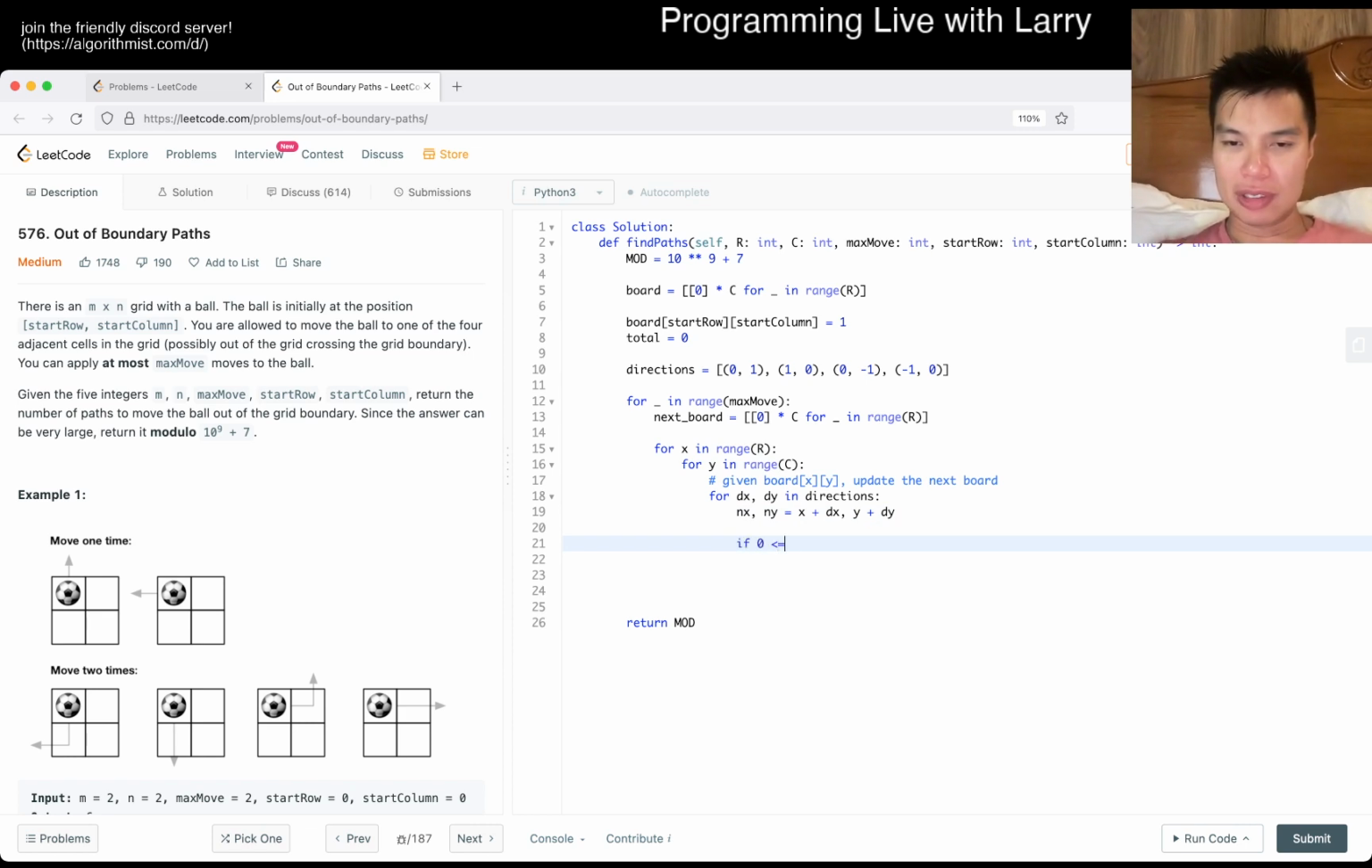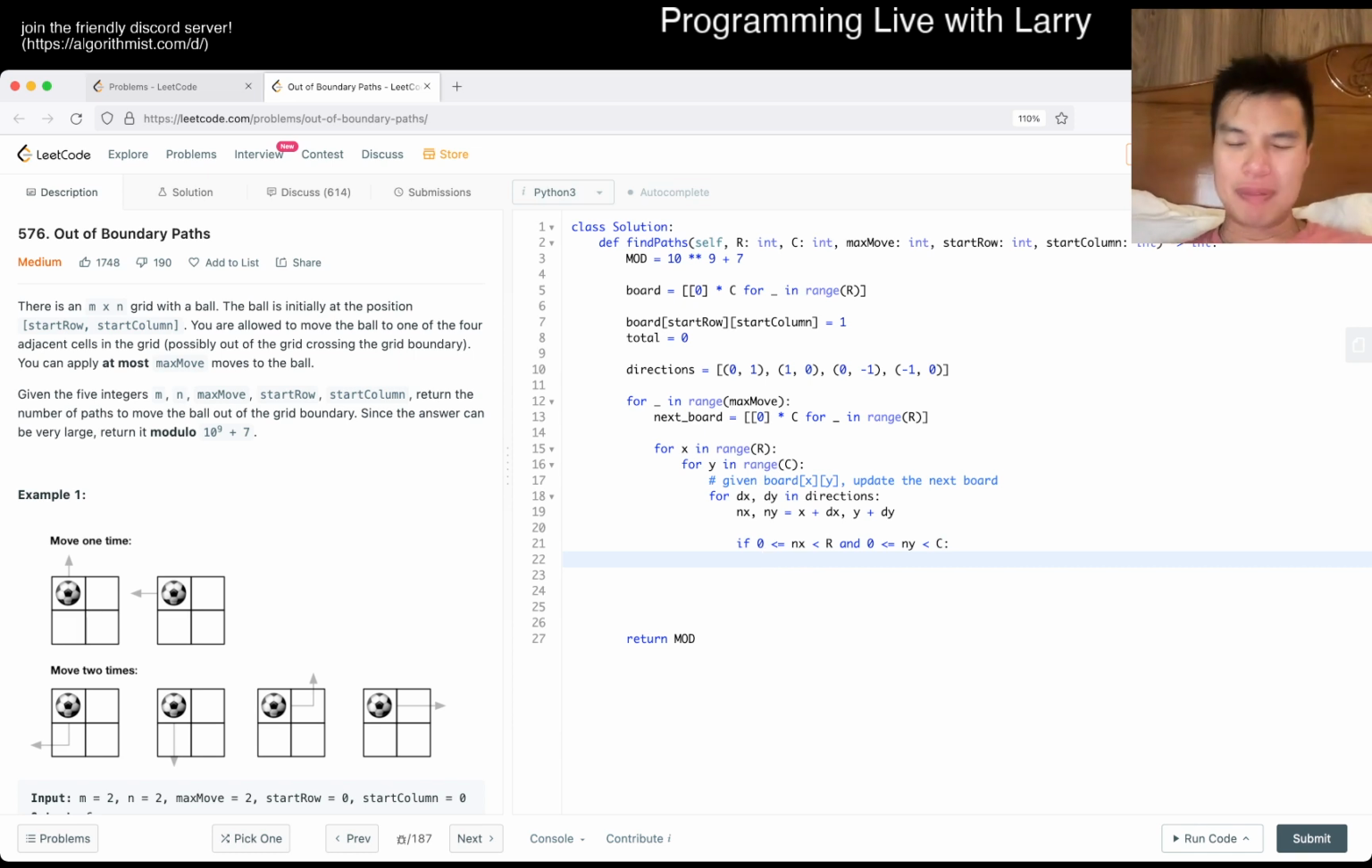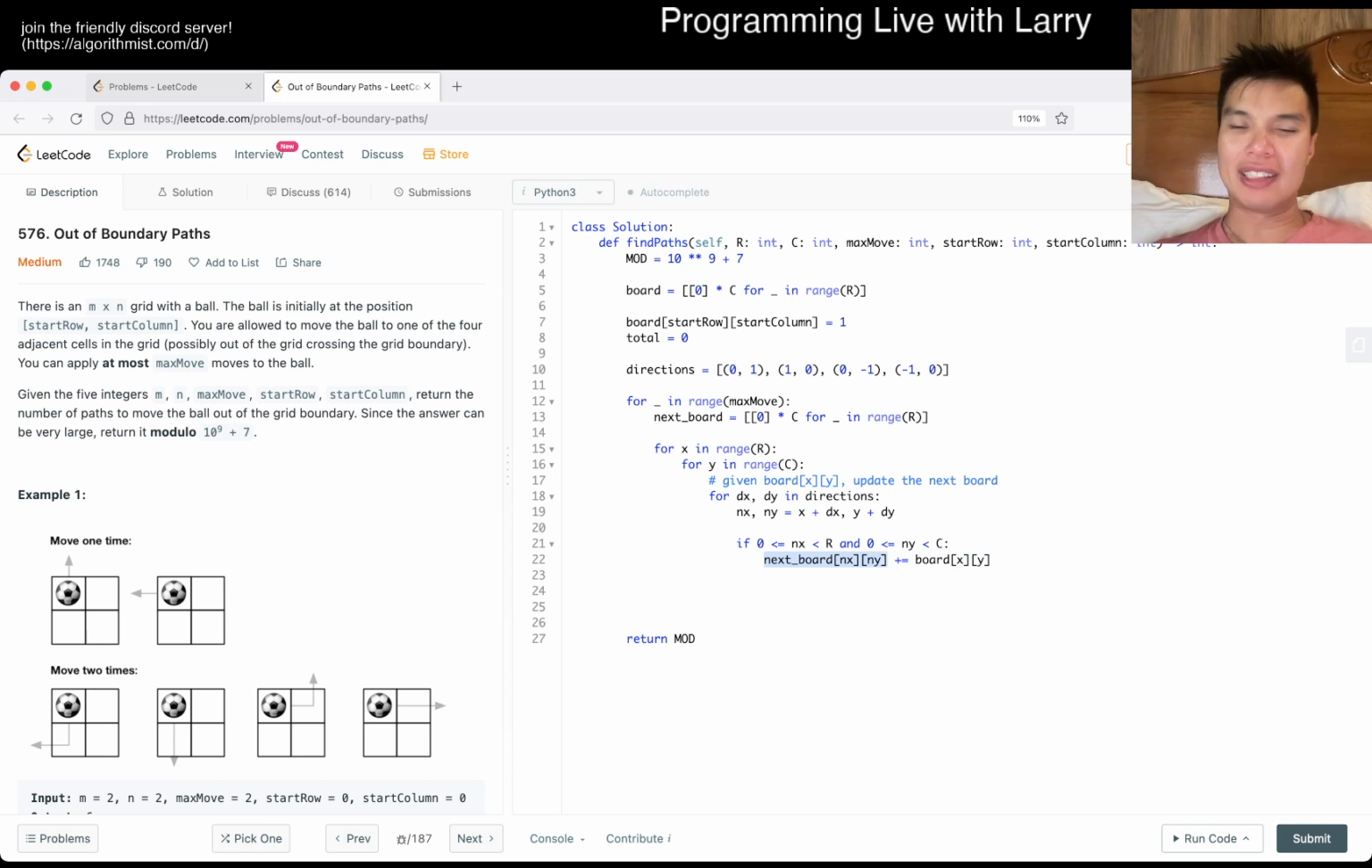If 0 is less than or equal to nx and ny is within the bounds, then now, and maybe you can do an if statement to skip the step, but the next board is going to be, oops, incremented by this board of xy, meaning that, another way of saying it is, okay, how many ways are there to get the next move in this box, right?